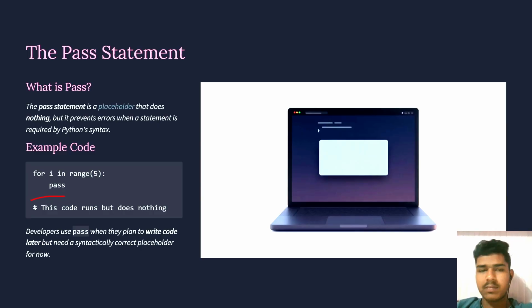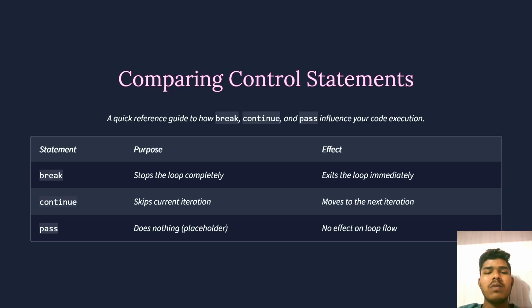So the common difference of these three control statements: in break, the purpose is to stop the loop completely, and the effect is it exits the loop immediately. For continue statement, the purpose is it skips the current iteration, and the effect is it moves to the next iteration. For pass statement, the purpose is it does nothing, and the effect is no effect on loop flow.